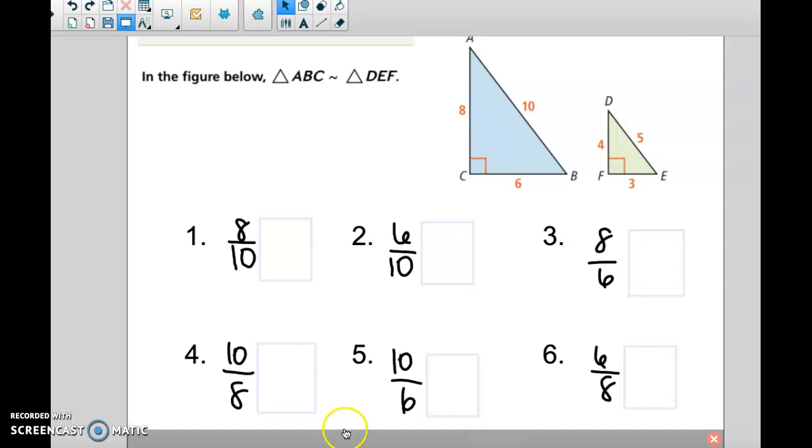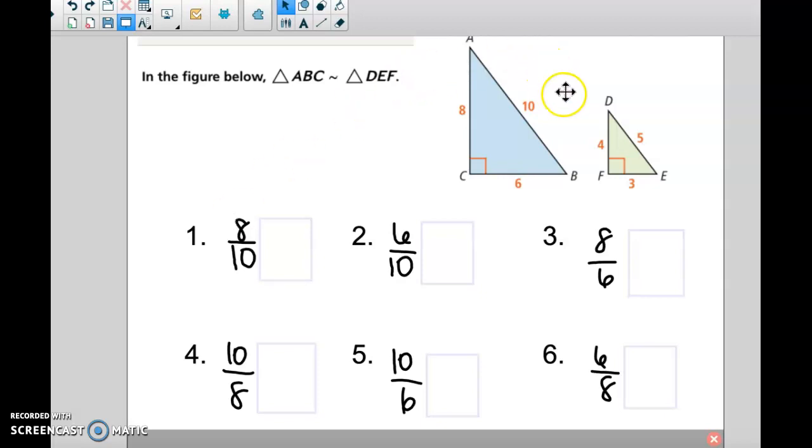And then also take a look at these ratios in general, right? 8 over 10, then 10 over 8, 6 over 10, 10 over 6. What do we call these when fractions are flipped like this? Anyone remember? Reciprocals, right? That's also the same word we're going to use to describe these side length ratios when they're flipped like that. These are reciprocals of each other.